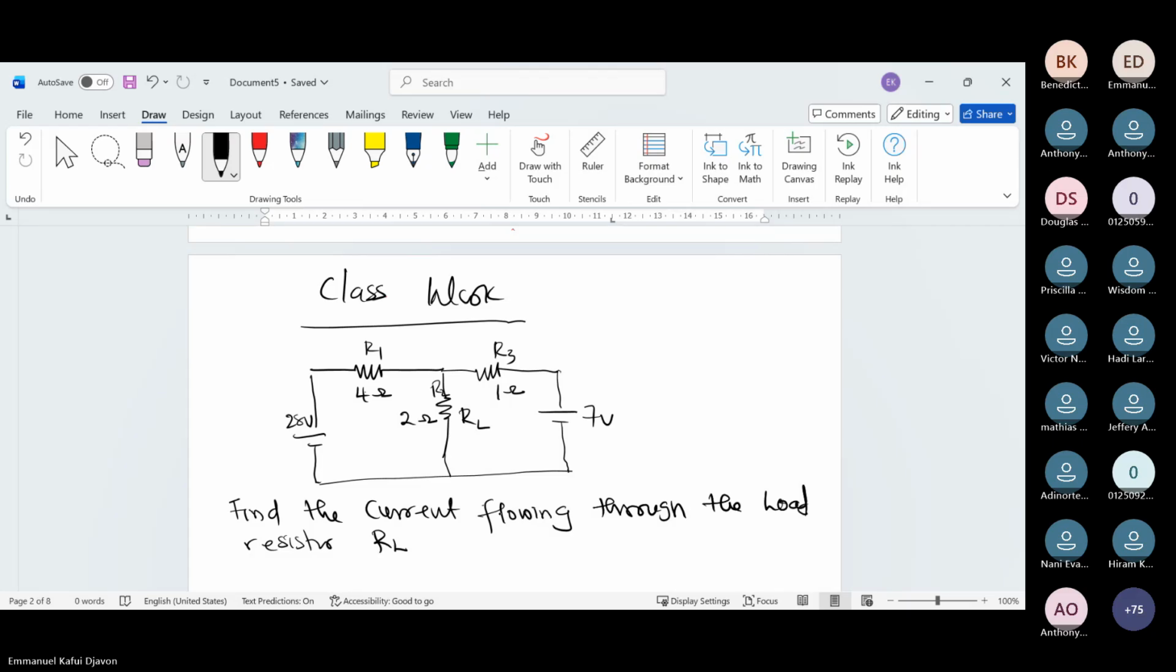Hello, sir. Please, under the R3, is it IE or what? Where, under the R3? It's 1 ohm. Yes. Okay, thank you, sir. You're welcome.